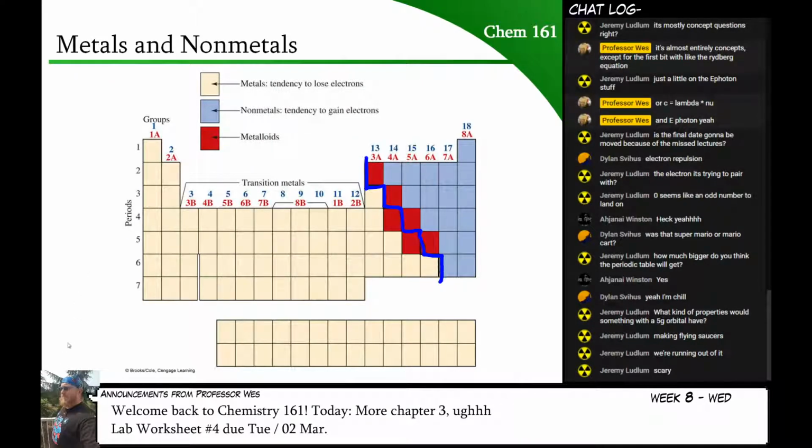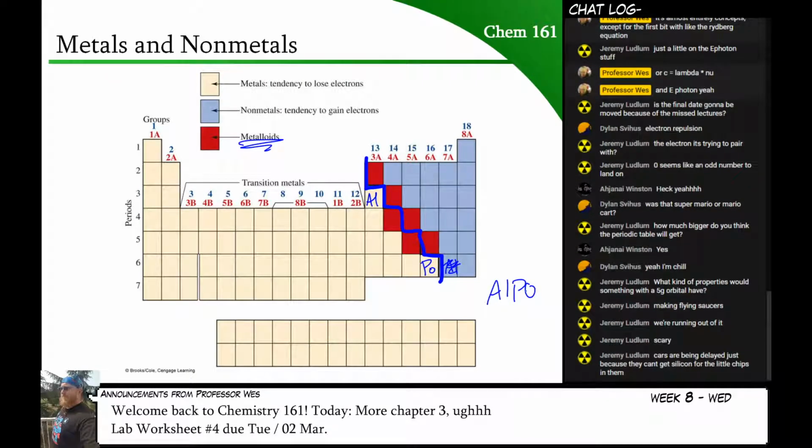Anyway, this is the metal non-metal line. Everything that touches the metal non-metal line is a metalloid, with two exceptions, aluminum and polonium. This is astatine. It's radioactive, so nobody cares. And you can remember this by remembering the dog food Alpo. But really, aluminum is the big important one.